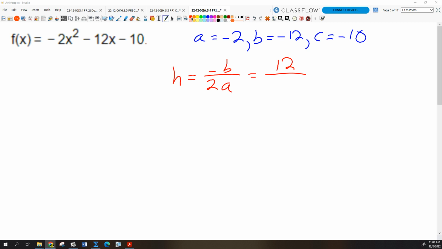Close. A is negative 2. So what's 2A then? Negative 4. 12 divided by negative 4 is negative 3, isn't it? So we get H is negative 3. How am I going to calculate K?